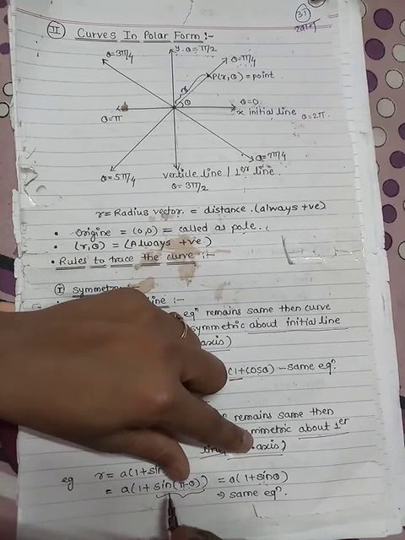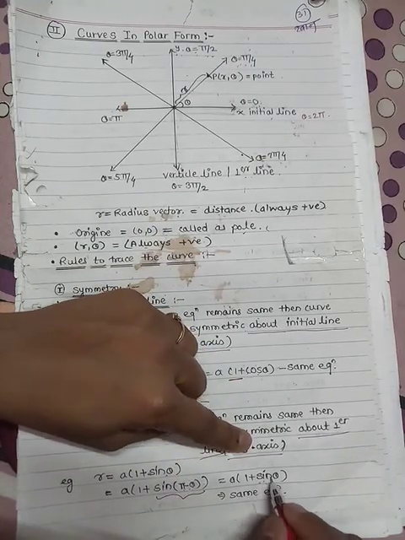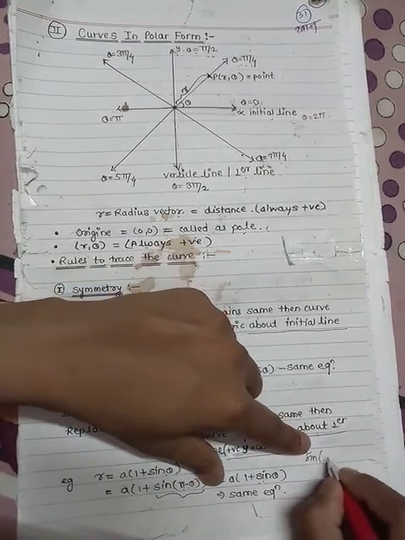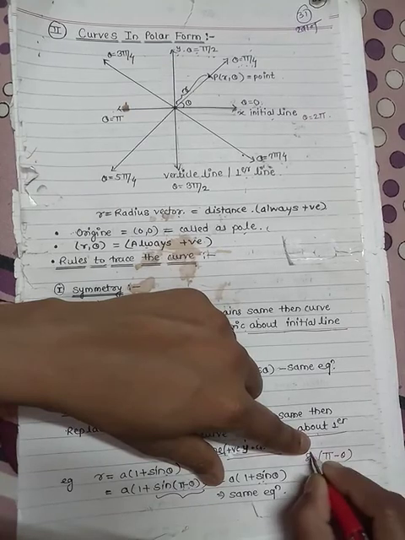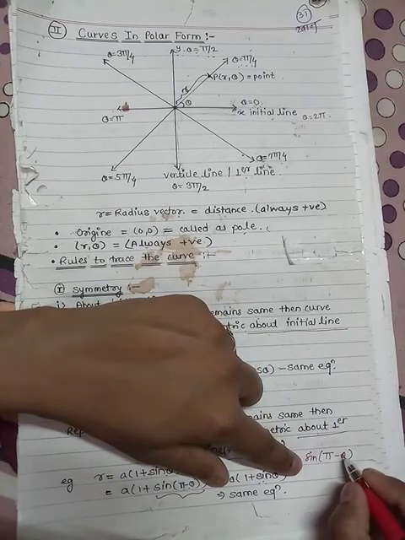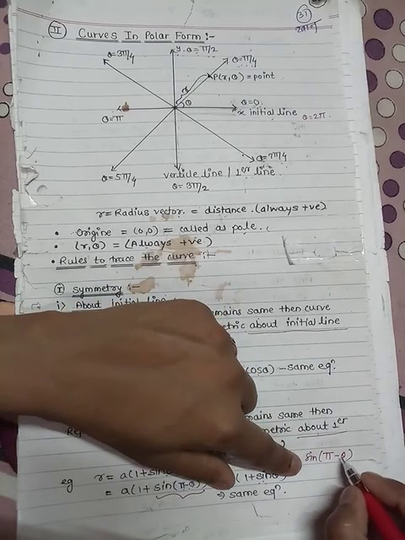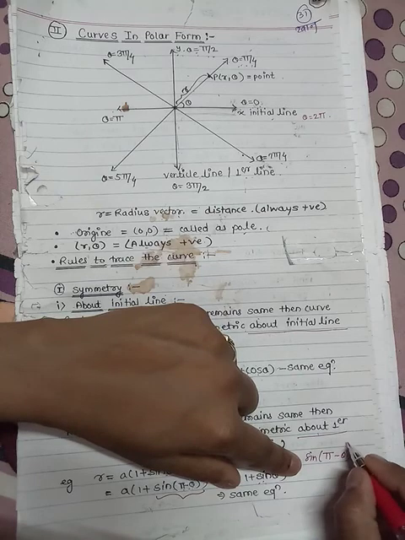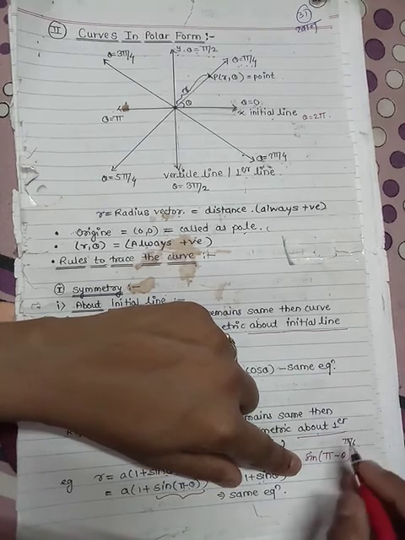So how to remember that sine of pi minus theta equals sine theta? For that you can put a particular value for theta, that is, put theta equal to 30 degrees. 30 degrees means pi by 6 in radians.